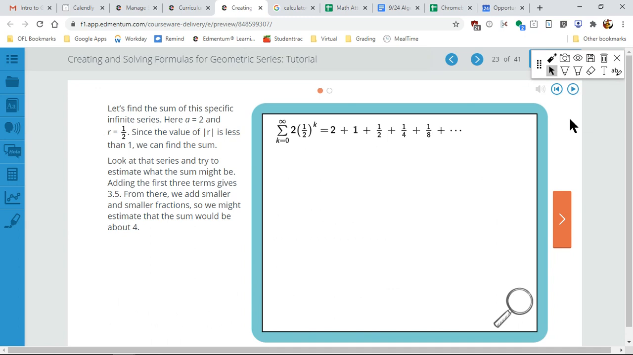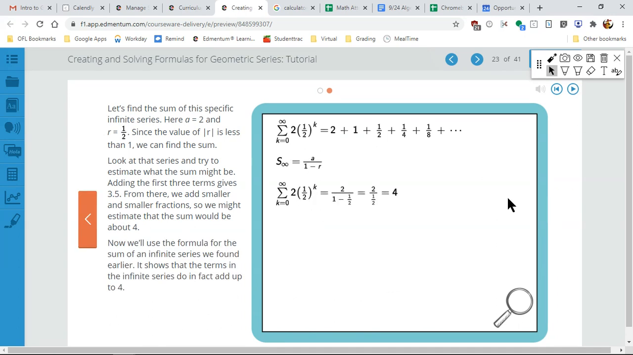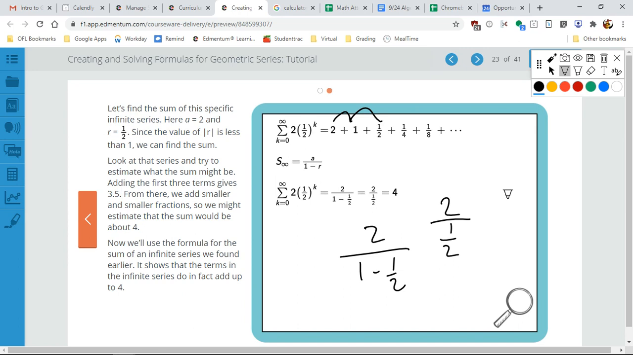So if we wanted to add these going on forever, we would just take 2 divided by 1 take away 1/2. We keep multiplying by 1/2. And what you get is 2 divided by 1/2, which is the same thing as saying 2 times 2 over 1. We're going to flip the fraction over, which is just 4. So that's how we do this. That's how we figure this out.